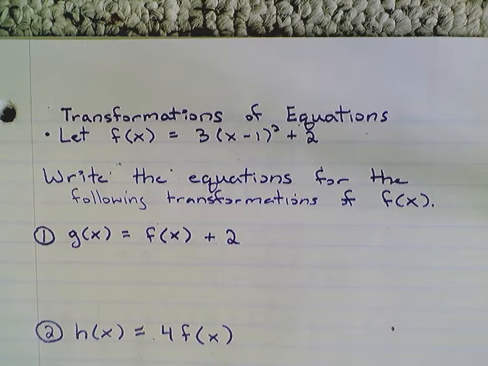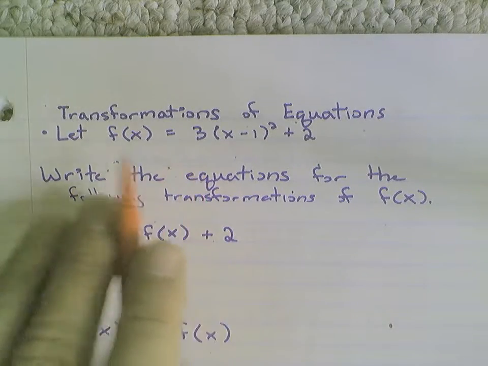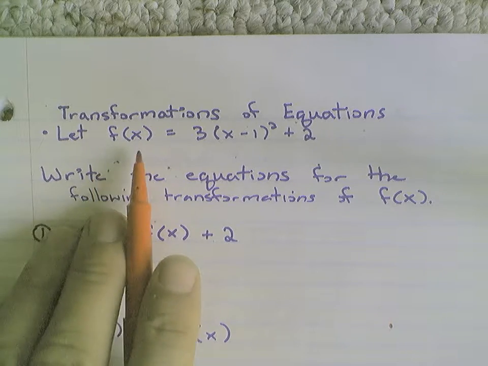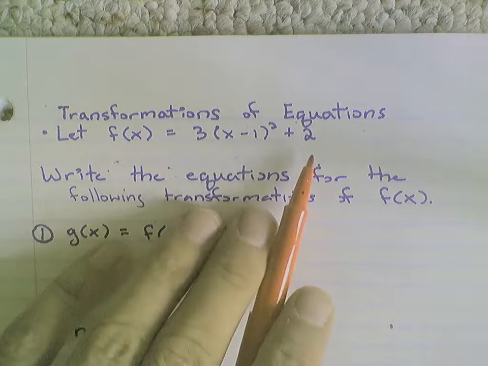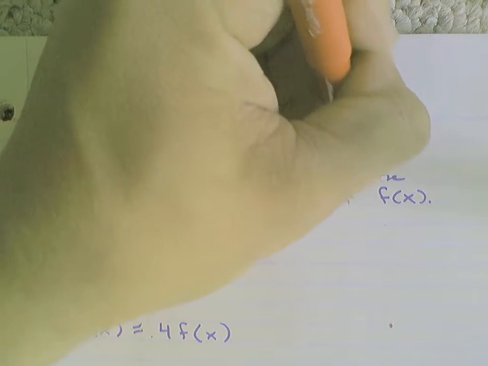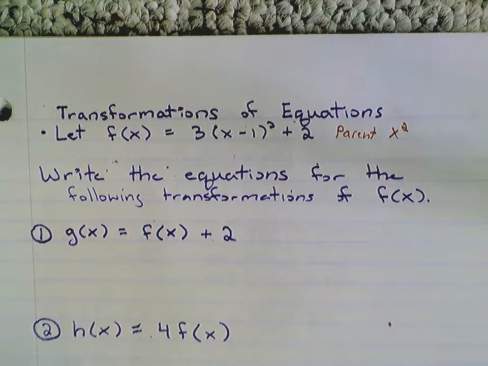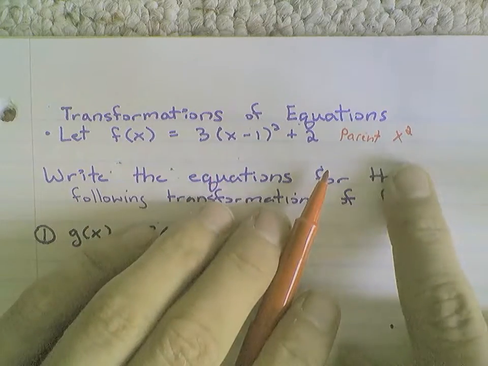Now we're going to take a look at the transformations of equations of functions that have already been transformed. So for instance, if I look at this function here, f of x equals 3 times x minus 1 squared plus 2, notice that the parent function of this is x squared, right? So we already have 3 transformations on the parent function.